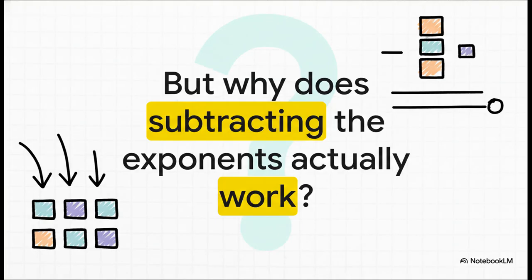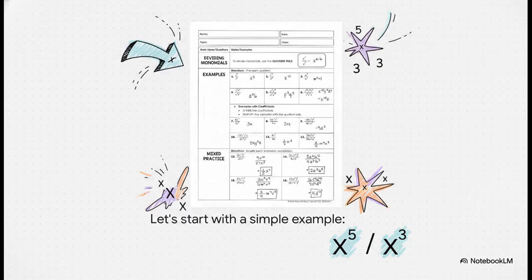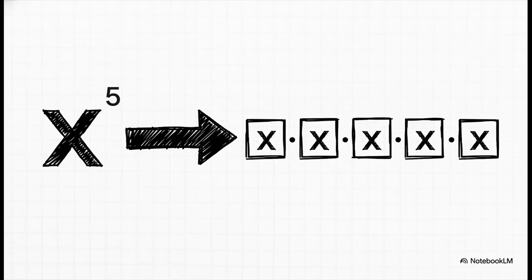And it's a totally fair question, right? Why subtraction of all things? It might seem a little random at first, but there's a super simple visual reason that's going to make it all click. To really get the why, we're going to use a really simple example. Let's take x to the 5th power divided by x to the 3rd power. So first, let's just remember what x to the 5th power even means. It's not complicated. It's just x multiplied by itself 5 times.